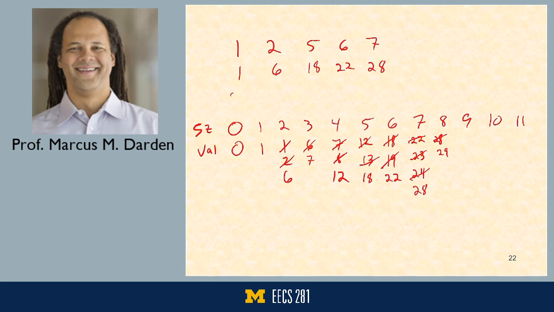The 2 with the 6 bag gives me a 28, no improvement. The 5 with the 3 bag gives me a 25, no improvement. The 6 with a 2 bag gives me a 28, no improvement. And then lastly, the 7 with the 1 bag gives me a 29, also no improvement.